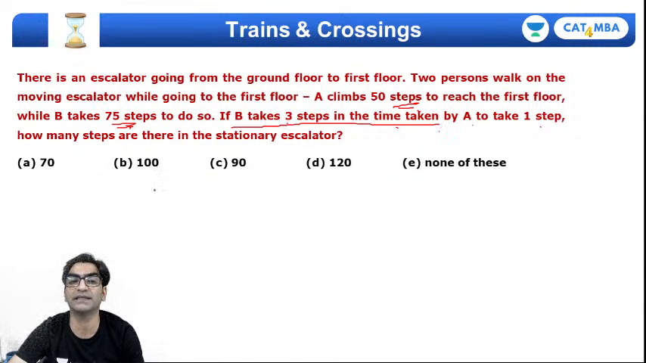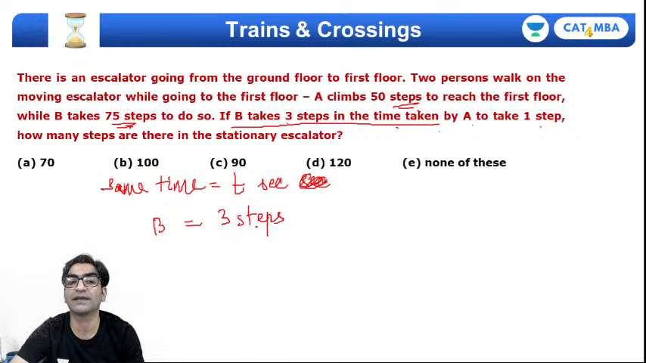So in, let's say, same time, let's say t seconds, right, let's say. So in t seconds, what you know is B takes 3 steps, whereas A only takes 1 step.